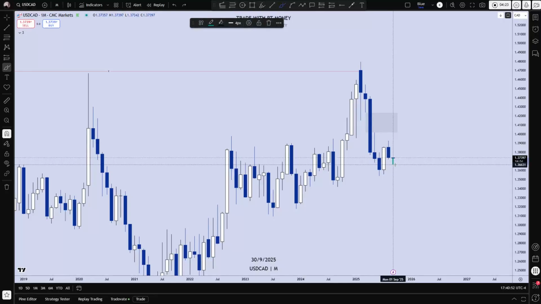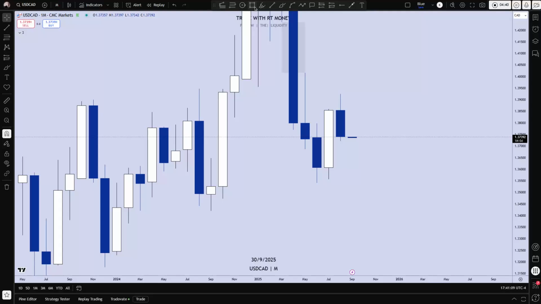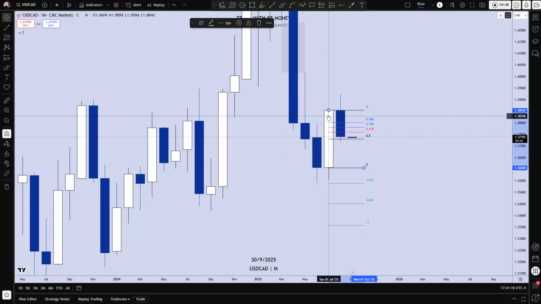I'm looking for some follow through to the downside. But what you want to look for is 50%. Is price going to respect the 50% mark of that previous candle? August did show respect. Look from the body high to the body low, or from the body open to the body close. August respected that 50%.